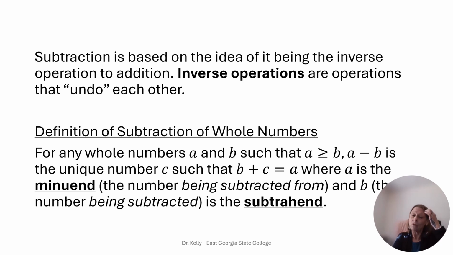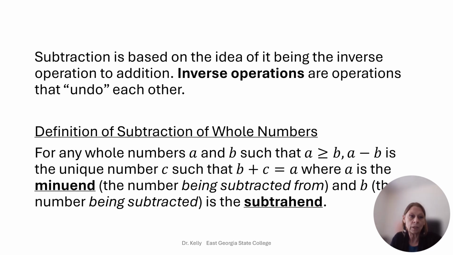So the first thing we want to talk about is the fact that subtraction is based on the idea that it's an inverse operation, which means that it undoes some other operation. In this case, subtraction undoes addition. We also are aware that division undoes multiplication and so forth. Those are other examples of inverse operations, but we're going to lean heavily on the fact that it's an inverse operation here in defining subtraction in some of the models.